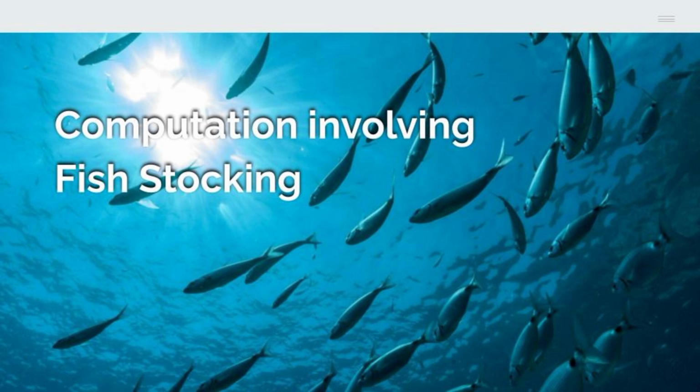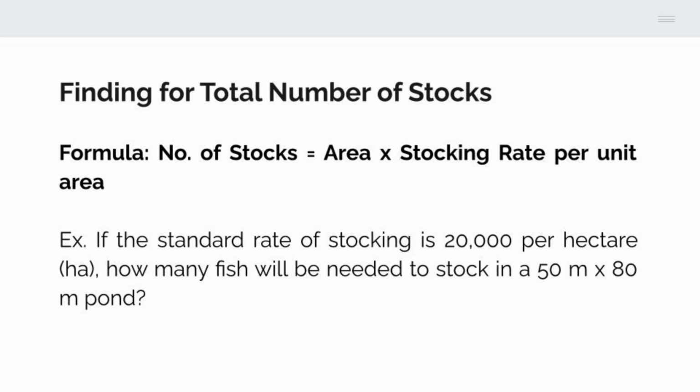Let's begin. Now let's discuss how to compute the total number of stocks needed for a pond. Proper stocking density is essential to ensure optimal growth, minimize competition for resources, and maximize production efficiency. To determine the total number of fish to stock, we use this formula: number of stocks equals area times stocking rate per unit area. Let's take an example. Suppose the standard stocking rate is 20,000 fish per hectare and we have a pond measuring 50 meters by 80 meters.